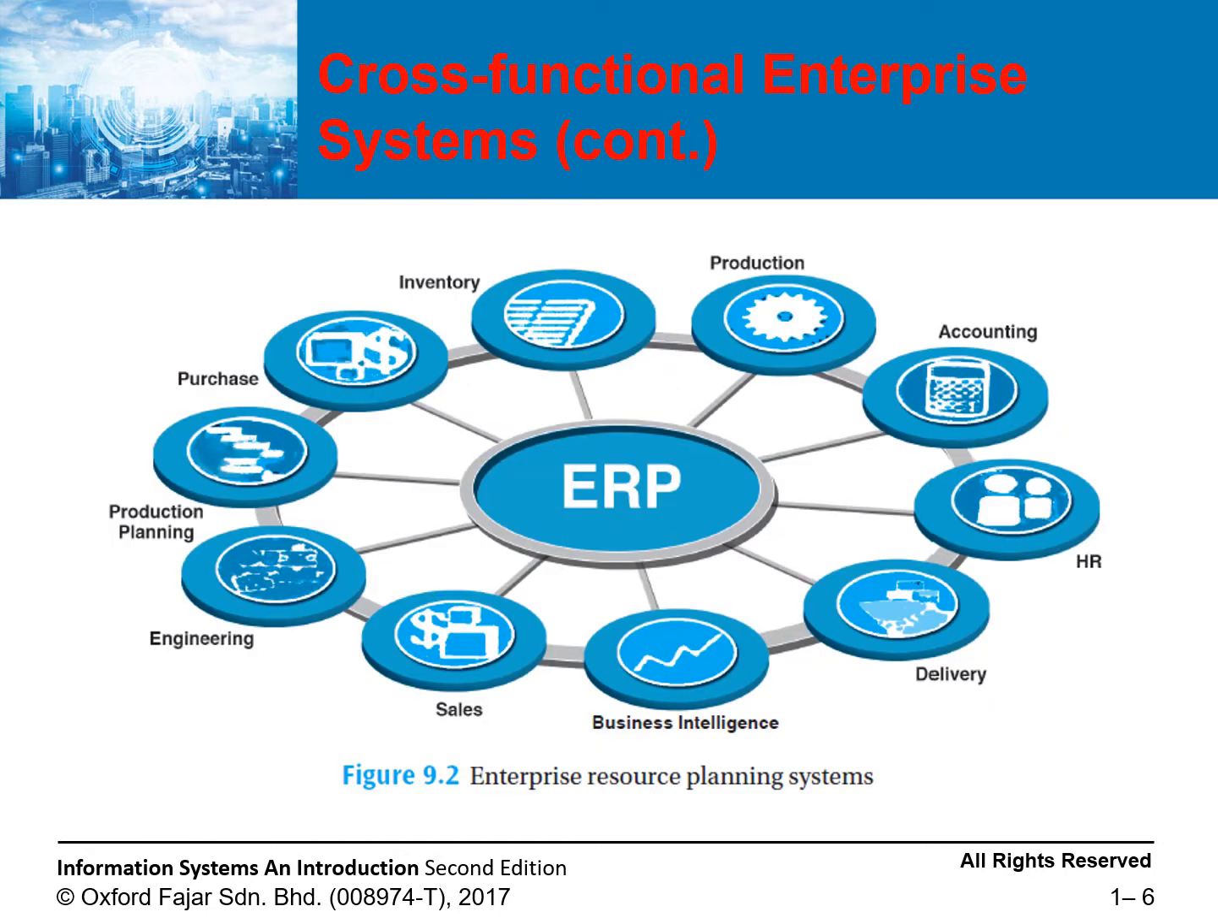Okay, for this picture, we can see the enterprise resource planning system. So it starts from the production, and then the accounting, HR, human resource, and then the delivery system, business intelligence, and then the sales, engineering, production planning, also the purchase inventory. So there is a difference between production and production planning. Production planning is the step to plan for the production, and production is the action, the production of the product itself.